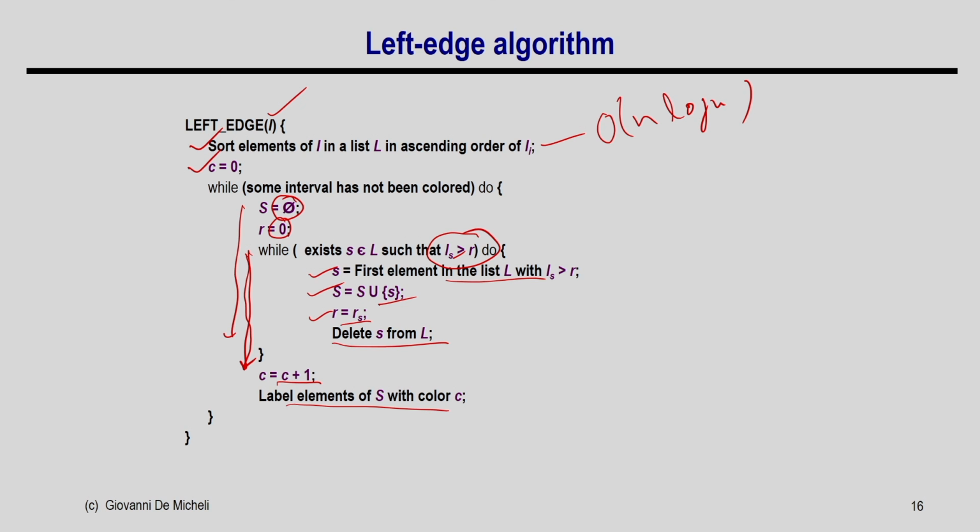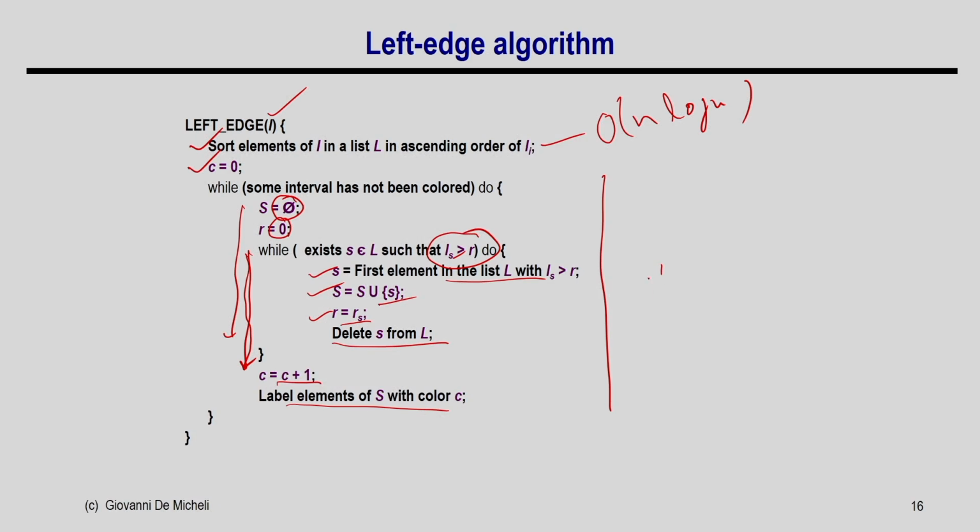So, this is how the whole thing works, and you can understand that if we do an amortized analysis of this, it is basically just scanning the list a few times. The number of colors that you identify is the number of times you are going to scan the whole list, and in every iteration the list gets reduced. So, the overall complexity is order of n log n.